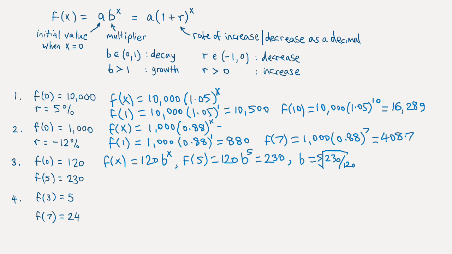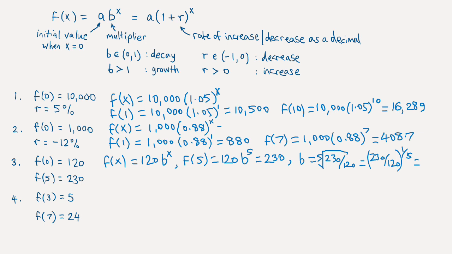So we can write this two ways, with this radical symbol here representing a root, and then the 5 represents the 5th root. Or another way to write this is with 230 over 120, and then we can raise that to the 1/5 power.